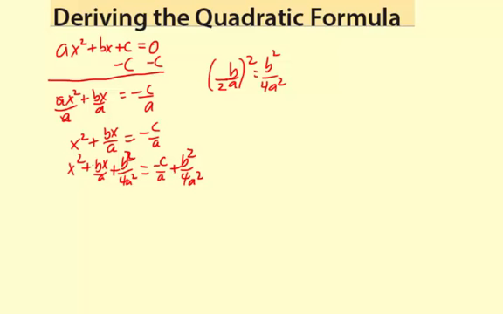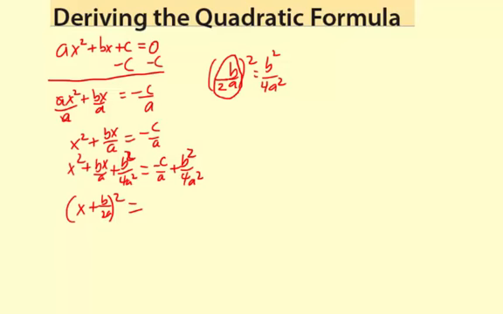Okay, now this is really starting to look like a mess, but it's going to clean up real fast, because what I'm going to do is take this left side and write it as a perfect square binomial. So it's going to be x plus b over 2a, squared. And I've got this b over 2a from right here. So remember, you take that middle coefficient, divide by 2, and that tells you what needs to go here in the perfect square.